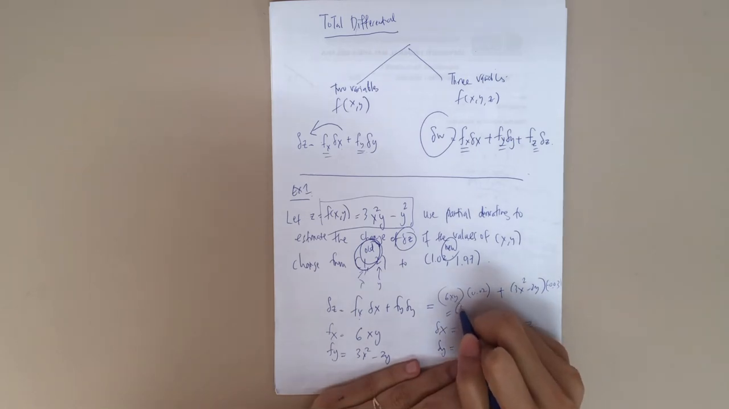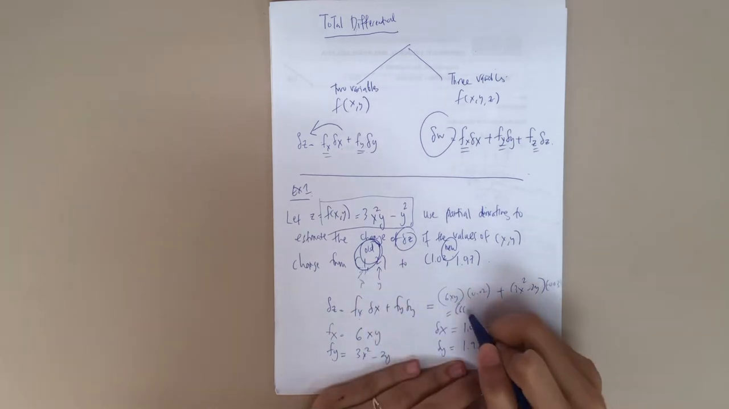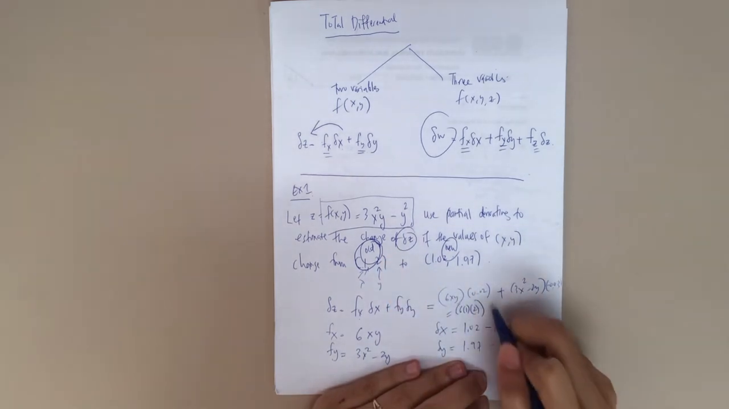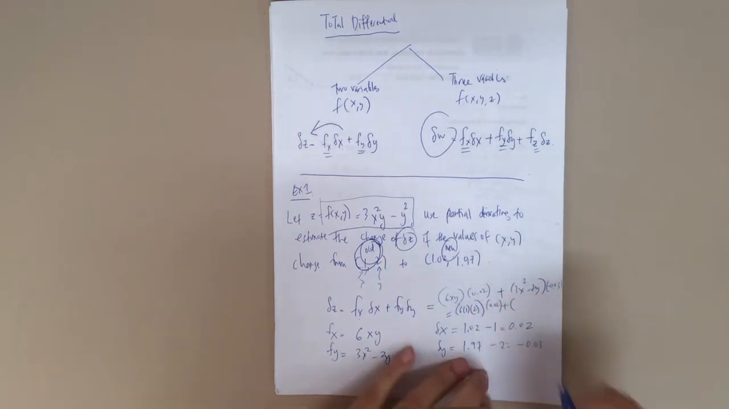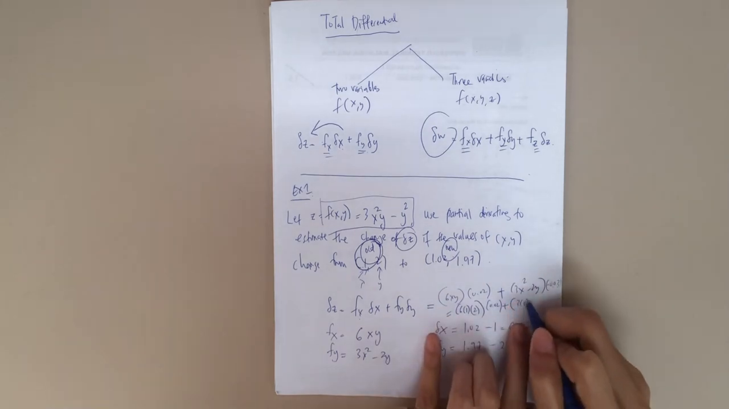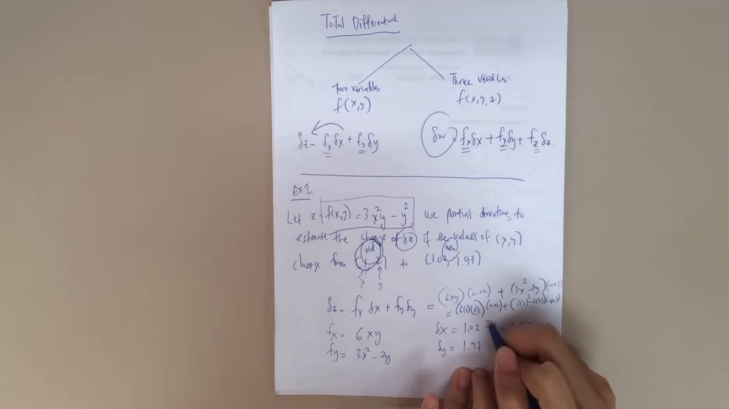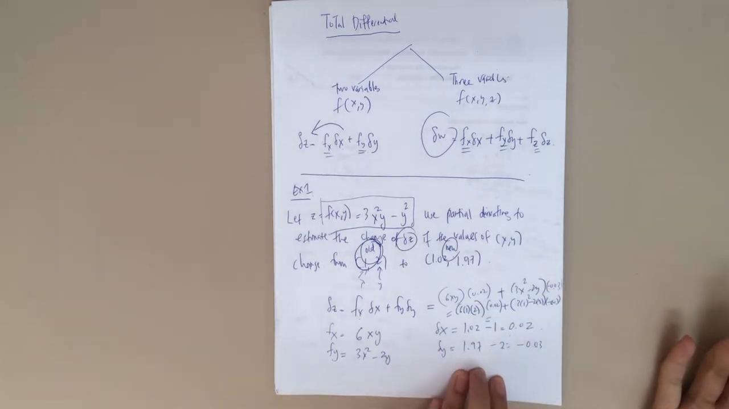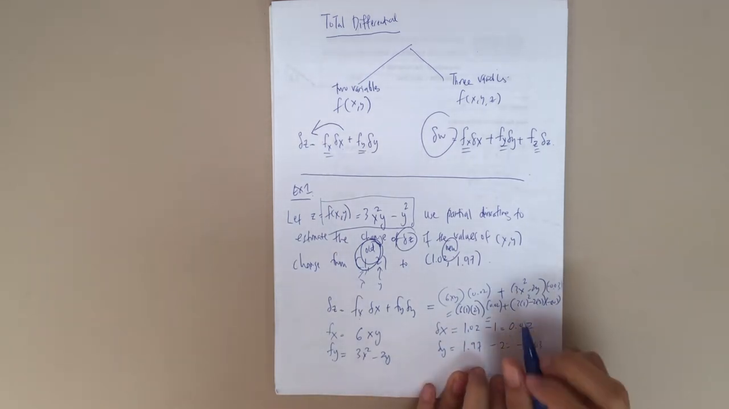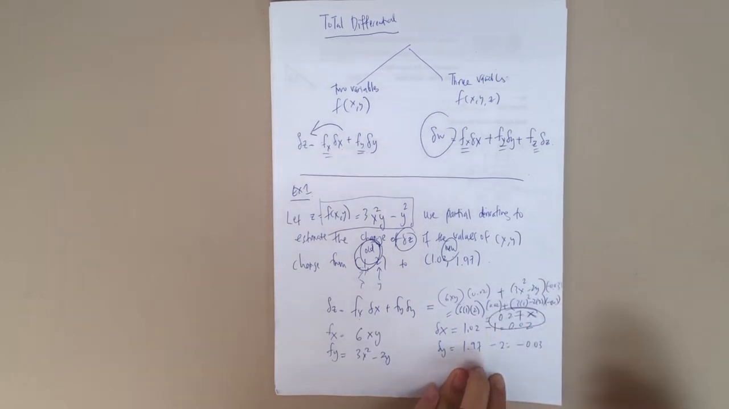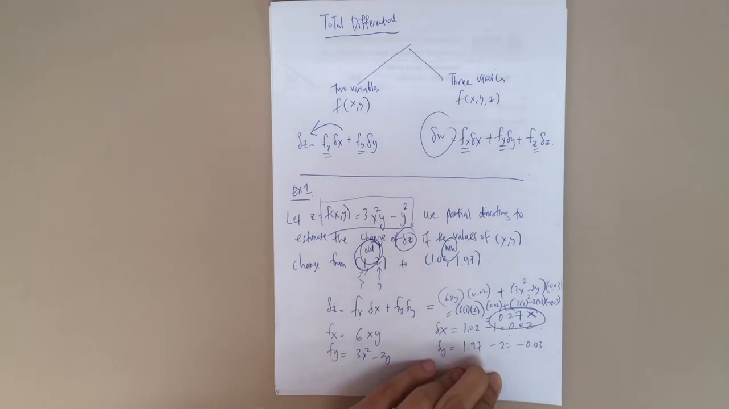So 6, the old value of x is 1, the old value of y is 2. Then 0.02. Do the same thing for this one also. 3, 1 squared, minus 2, 2. So negative 0.03. Okay, simplify, you calculate using a calculator. You should get 0.27. Okay, the final answer must be in terms of numbers. It must be a number.